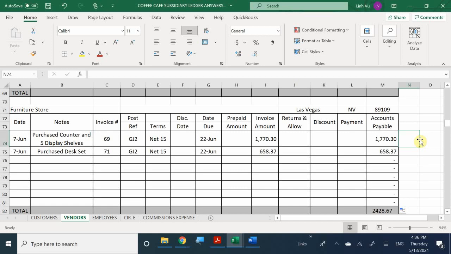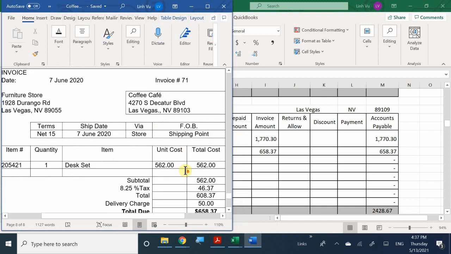However, at the very bottom, it just gives you an overall amount of money that you owe in general to this person. So this one combines all your bills here, and it tells you that now you owe the furniture store a total of $2,428.67. Okay, so it already gives you the grand total amount that you owe for that person. All right, any questions there?